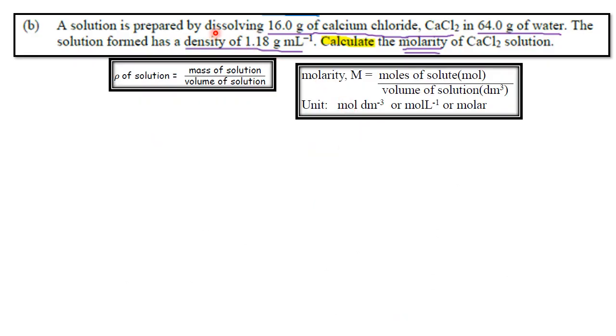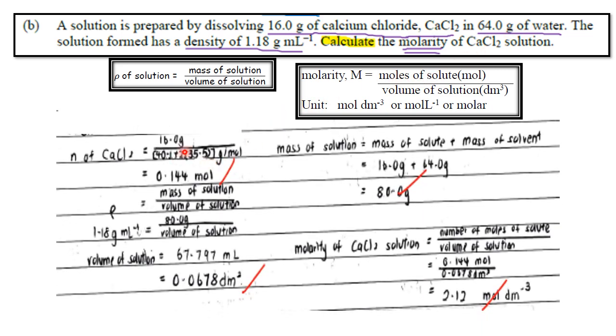Next, the question is related to calculating the molarity. First of all, I will write down the formula for molarity: mole of solute over volume of solution. Calcium chloride is the solute, so this is the mass of solute, and water is the solvent, 64 gram is the mass of solvent. It should be no problem to find the mole of solute. I start with the mole of solute. Make sure that the molar mass of calcium chloride is calculated correctly here. So I succeed in finding the mole of solute.